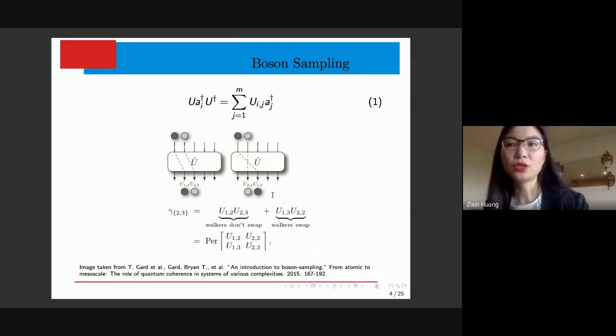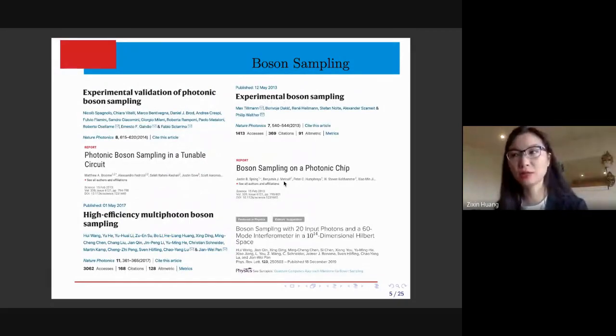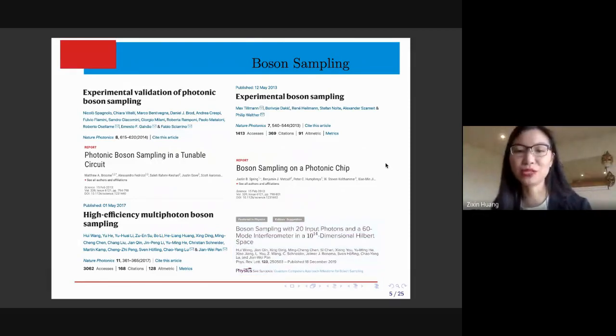Okay, so boson sampling was the first time that we have proof that quantum computers may have an exponential advantage over the classical counterpart. And just about every large photonics group has been trying to implement an experiment, and I believe to date, Jianwei Pan's group holds the record of using 20 photons in 60 modes.